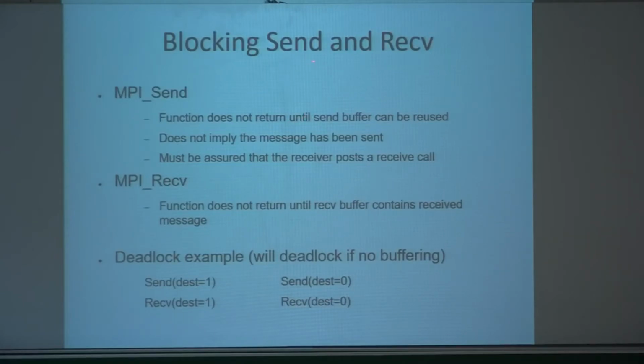So to give you an example of the send and receive, an MPI send, if you've used MPI, this is familiar to you. In this case, we're talking about the blocking send and receive. So MPI send will specify a buffer that contains some data that the node wants to send. Okay? And the function will not return until the send buffer is available to be used again. But it does not mean that the message has been sent. It just means that the message has been safely put somewhere and it may be sent at a future time.